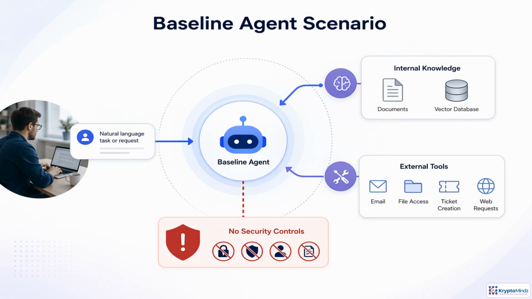Our baseline agent is capable, but intentionally unsafe. A user gives it a natural language request. The agent interprets the task, pulls context from internal documents or a vector database, and takes action through tools like email, file access, ticketing, or web requests. That combination is powerful because the model can both read information and change external systems. The weakness is what is missing: strong permissions, instruction verification, tool guardrails, and checks on whether retrieved content should be trusted.